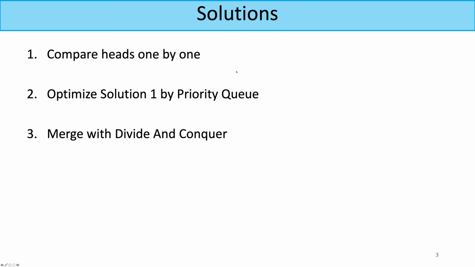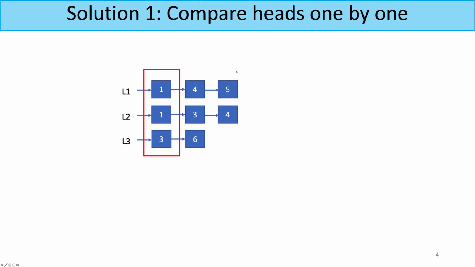There are many different solutions, but in this video, we will show you three solutions. One, we compare each head of the list one by one. And then solution 2 will optimize solution 1 by using a priority queue. At the end, we'll show another solution that uses the divide and conquer algorithm. Let's see solution 1.